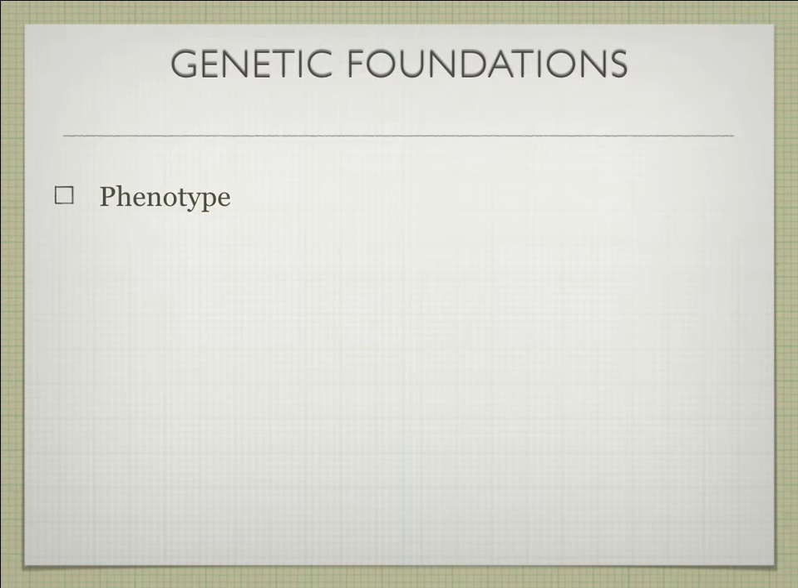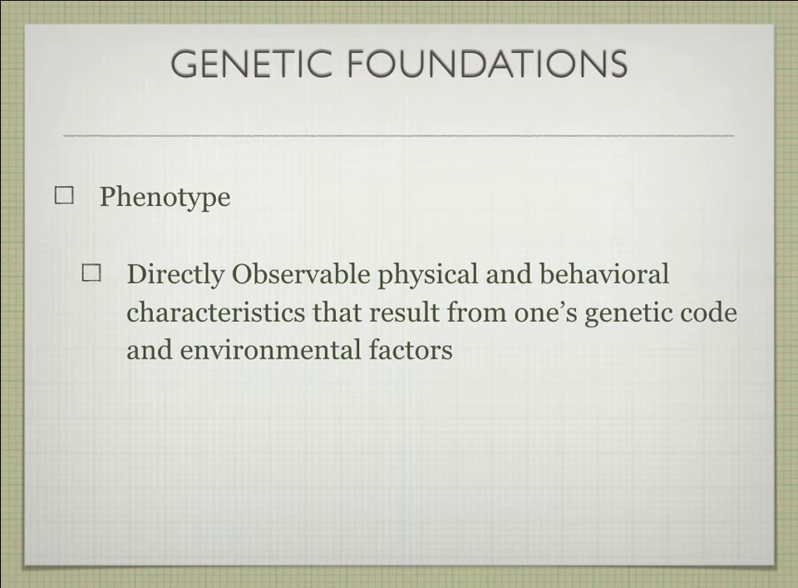If you're not familiar with it, phenotype. Phenotype is the directly observable and behavioral characteristics that are a result of the genetic code. So it's what you see. So you may have genes for something that aren't being expressed. That's because your phenotype is only expressing one thing.